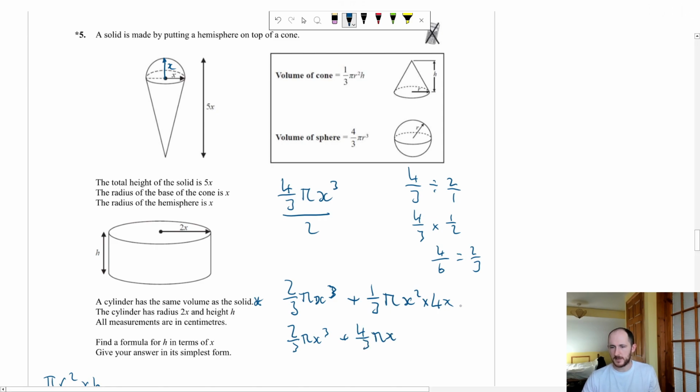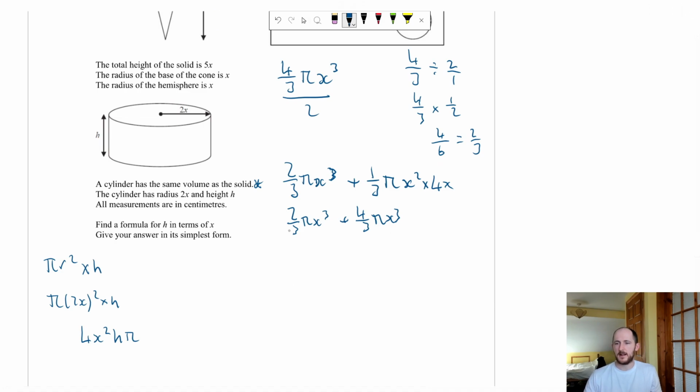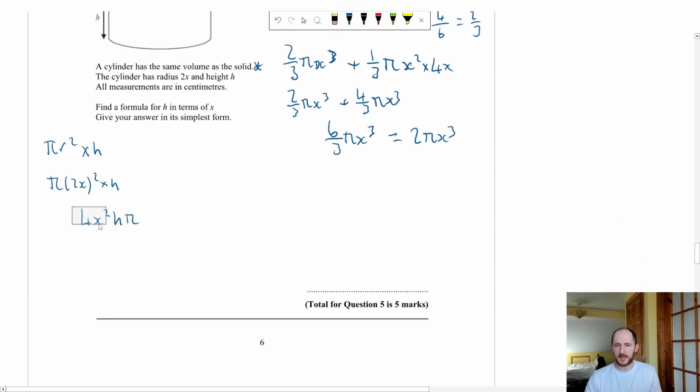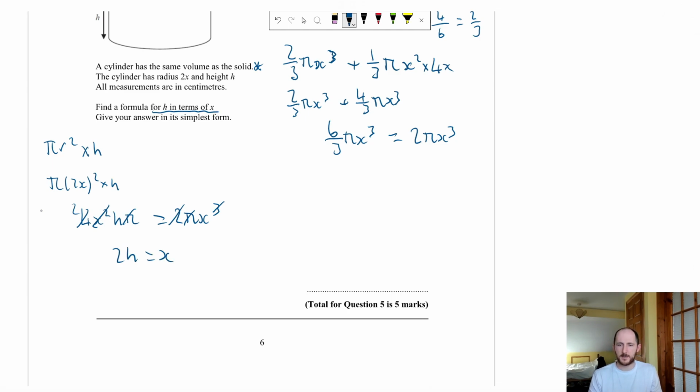pi x cubed. So we can add those together and we get 6 over 3 pi x cubed, which is also equal to just 2 pi x cubed. And we know that this thing is going to be equal to this thing. So let's make them equal to each other. We can get rid of x squared from both sides. We can get rid of a 2. We can get rid of pi from both sides. So we have 2h equals x. So find a formula for h in terms of x. That means we're going to have h is equal to x over 2.